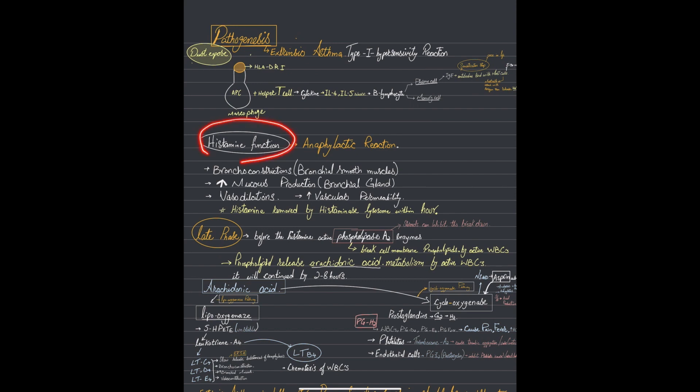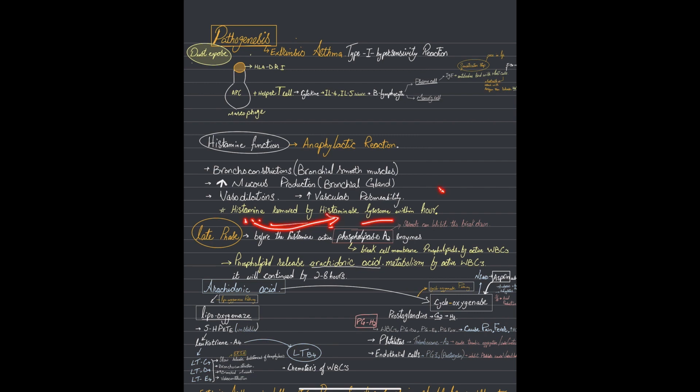So histamine function has to do with the anaphylactic reactions. And what is the anaphylactic reaction? Bronchoconstriction, high production of mucus, vasodilation, and vascular permeability. And histamine is removed by histaminase lysosome within an hour. What does that mean? Histamine can be removed by itself. There is, as we can say, a backup in our body. Histaminase lysosome can remove the histamine, so it shouldn't give too much of a problem.